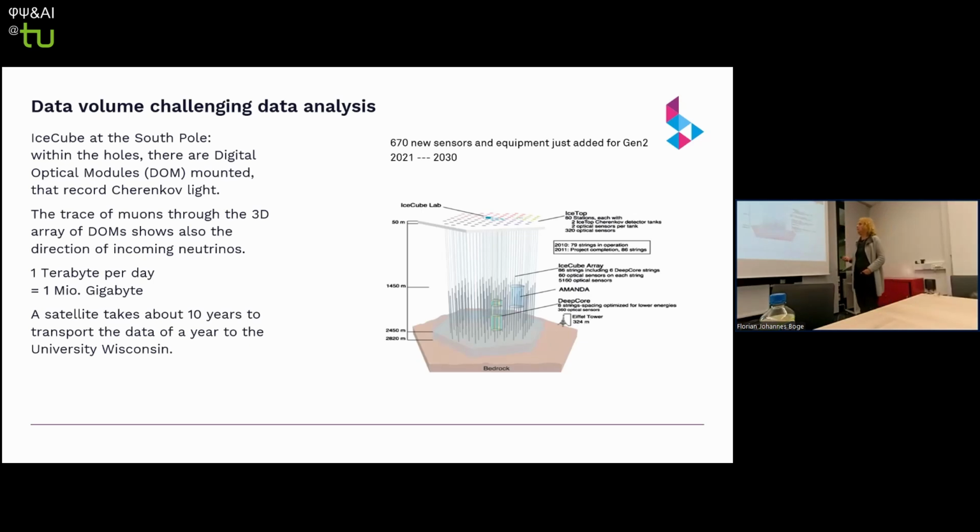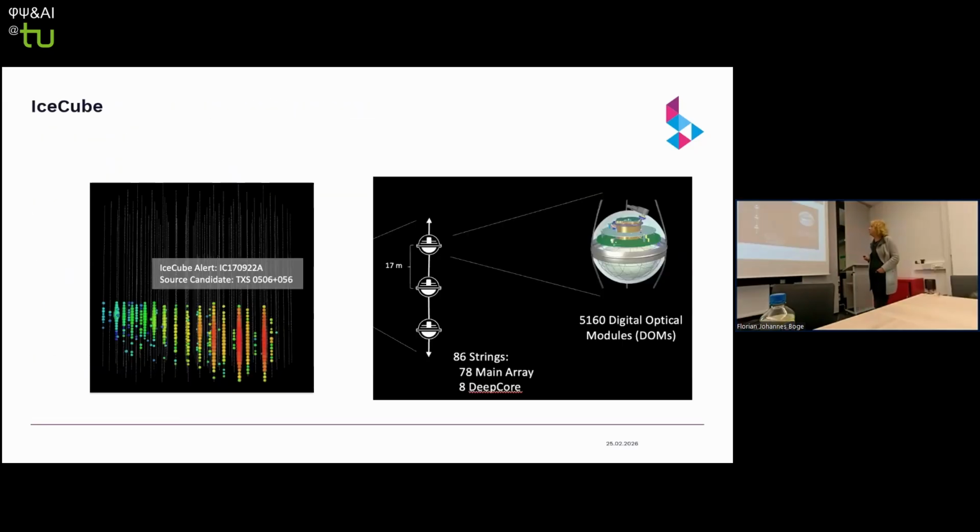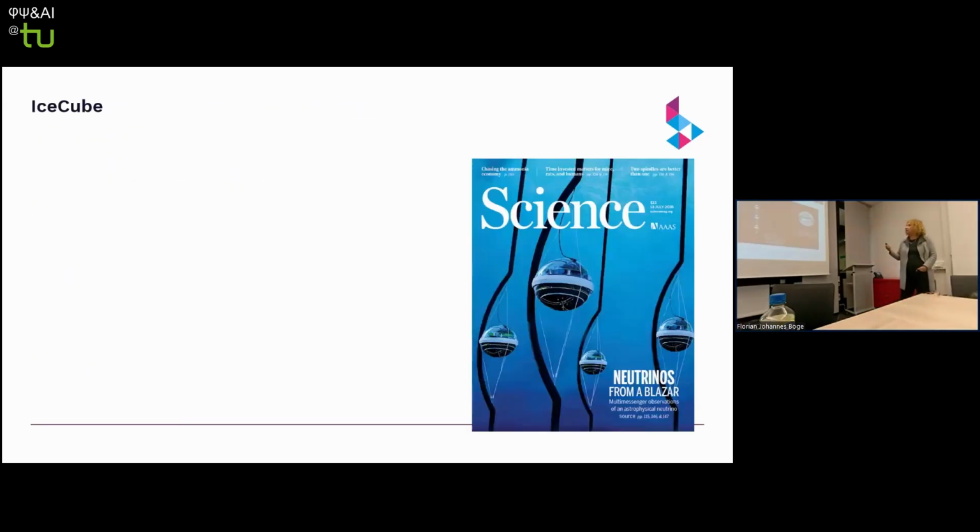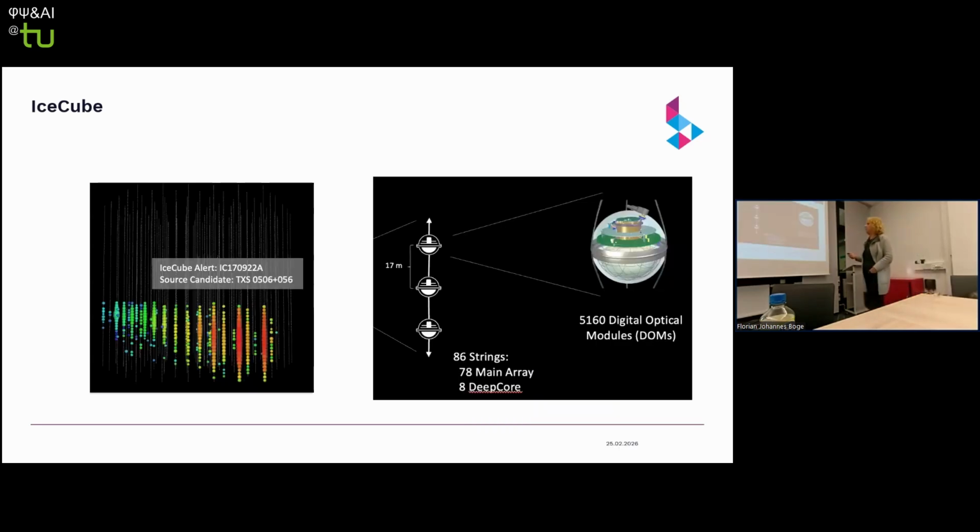So we have 1 million gigabytes, and the satellite takes about 10 years to transport the data. That's why the data are transported by a ship. Ships are much faster than satellites in order to transport this huge amount of data. Okay, so then we have these data, and then we analyze them. And here you see what it actually looks like.